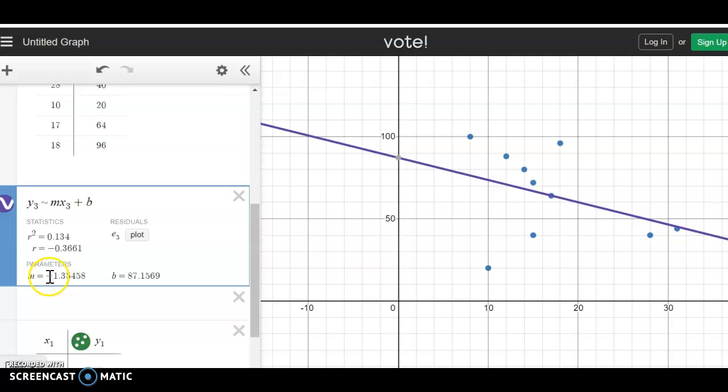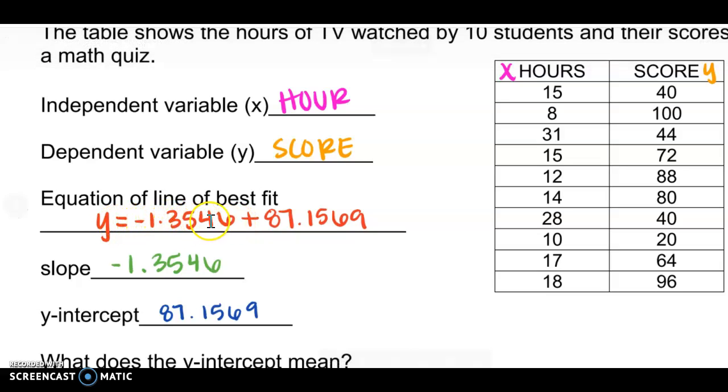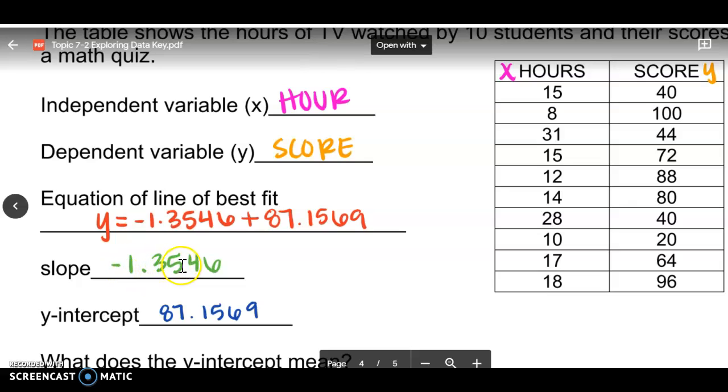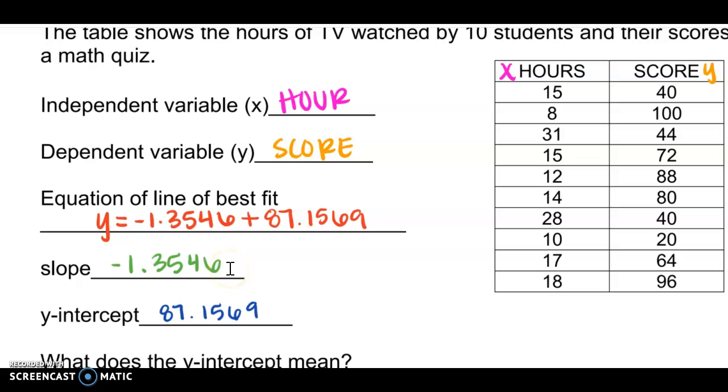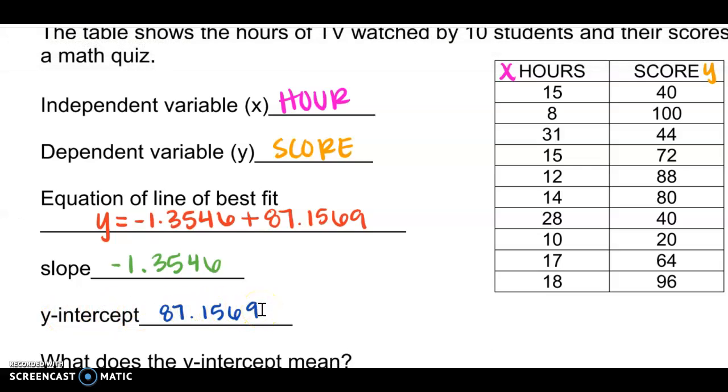So this is your slope, m equals -1.35458, and then there's your y-intercept. You will take the equation of the line of best fit. There should be an x right here. So this should say y equals -1.3546x plus 87.1569. The slope is -1.3546. You are going to bring it out to the 10,000ths. That indicates to me that it's a line of regression number. And the y-intercept you're also going to pull out to 10,000ths.